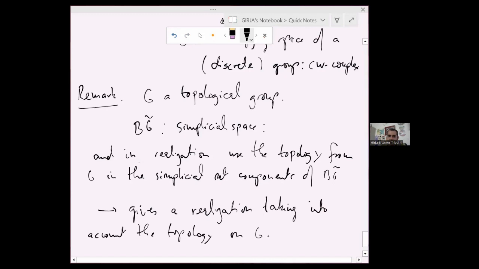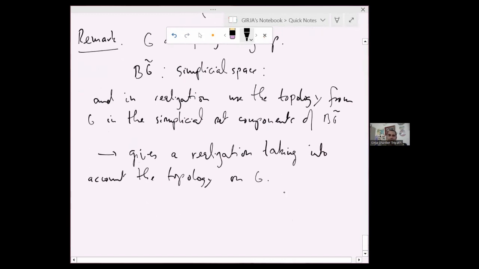Topology on G, and then here one thing. Let's try to write it this way: G with the discrete topology, G_delta, and G with the topology that G had. Let this be the continuous map, where delta means discrete topology.